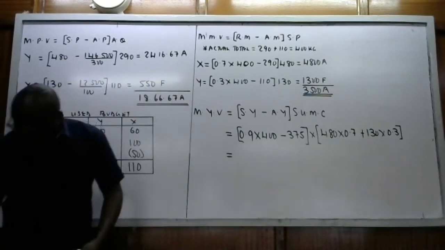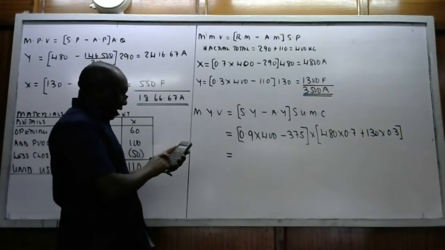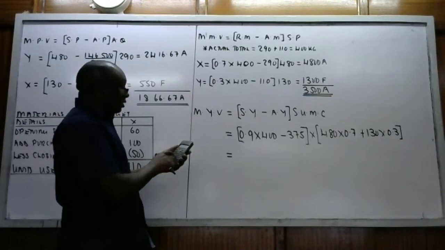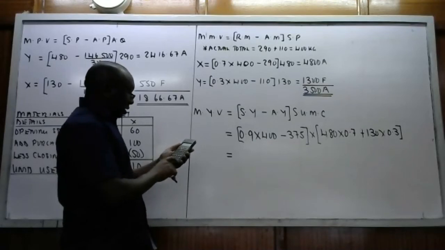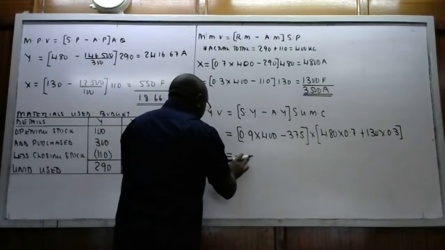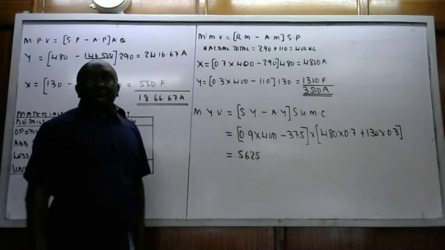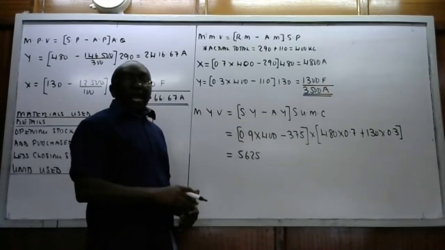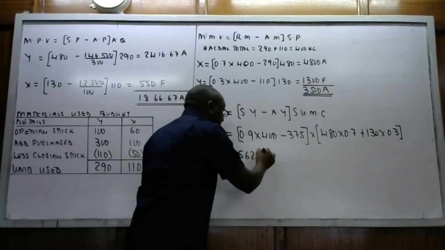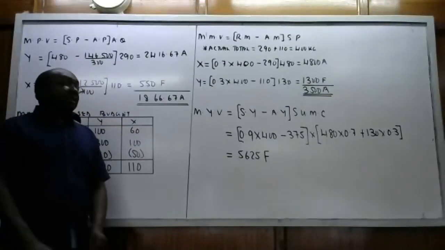Okay, so give me the answer now. It will be 0.9 times 400 minus 375, times the bracket of 480 times 0.7 plus 130 times 0.3, which is minus 5,625. Now that it is minus, it means the actual is bigger. So if you get more yield than what you expected, then that is favorable.